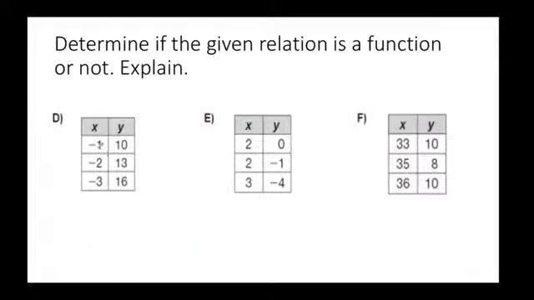When you are given a table, you look at the elements of the input x. Check if there is repetition: -1, -2, and -3. There is no repetition, so this is a function. Here, 2 and 2 are repeated, so this is not a function. 33, 35, 36. There is no repetition of the input, so this is a function.